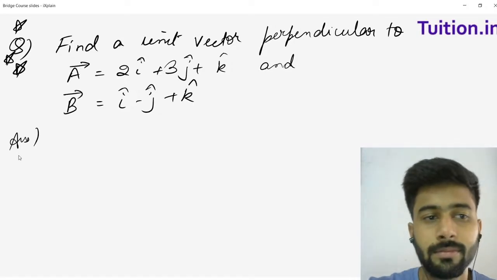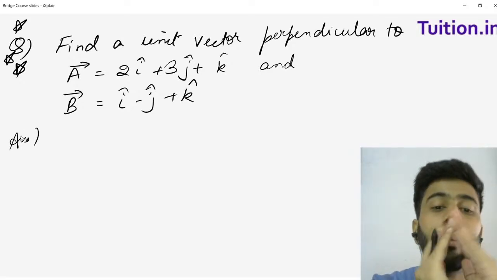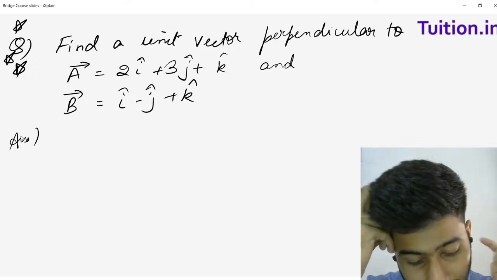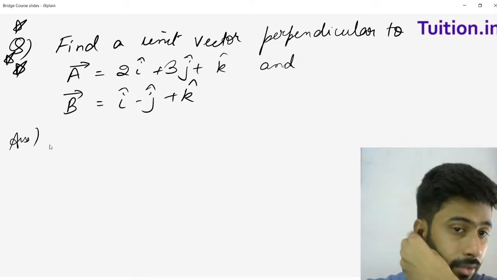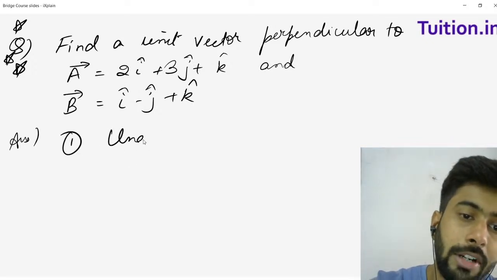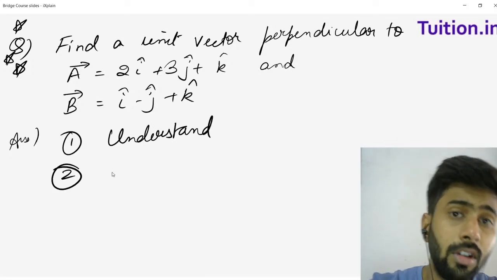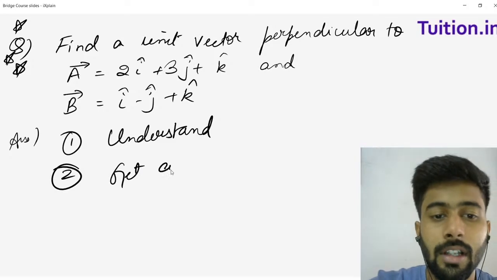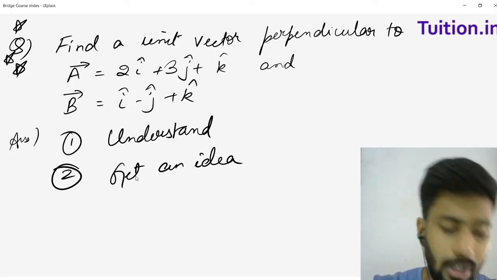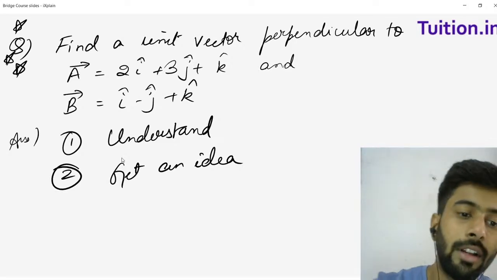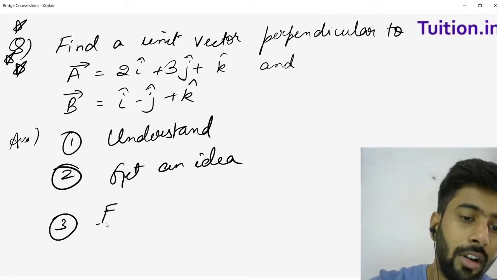Now, read the question and first tell me whether you are able to understand what this question means or not. That is the first thing. Step 1 is to first understand what it means. Second is to get an idea about how you can solve it. What are the various steps which you will have to go through to solve it. Third is execution of the idea.